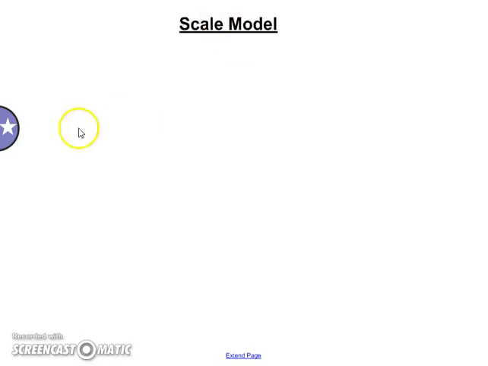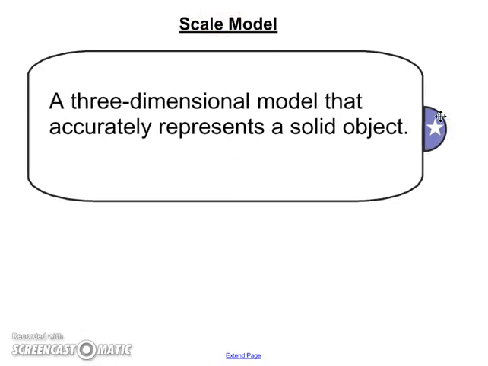All right, then we get into scale models. The scale model is a three-dimensional model that accurately represents a solid object. So anybody who's into model planes, model cars, model trucks, usually architects, a lot of times before they build a big building, they'll do it out on paper, so they'll have their scale drawing, and then they'll make a three-dimensional model. Now with computers and so on, we can do a lot of this three-dimensional modeling in a computer.